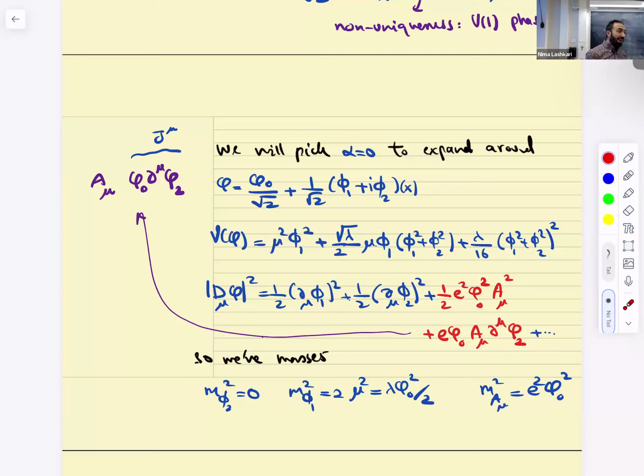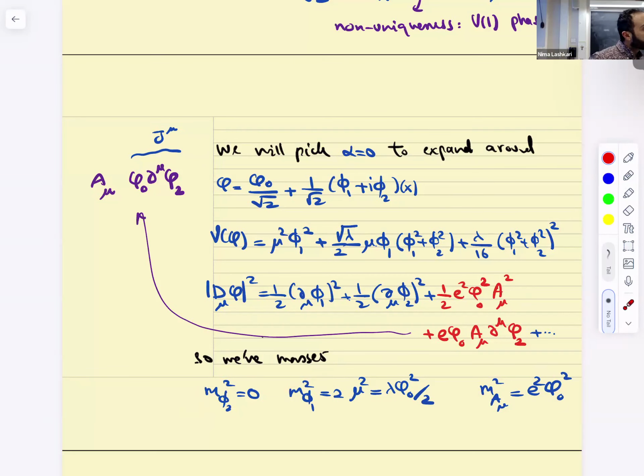If this were a global symmetry, global U(1), phi 2 would have been the pi field, the Goldstone boson. It would have to remain massless, and phi 1 would have been the physical massive field. So it seems like we managed to give a mass to the gauge field. We have to understand what that means. This looks like a Goldstone boson, and then this is phi 1.